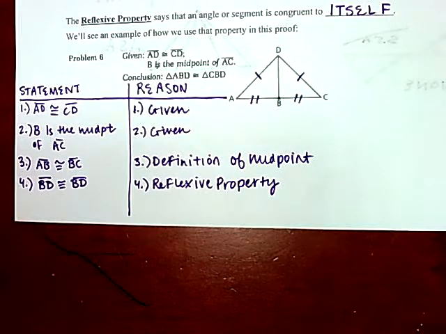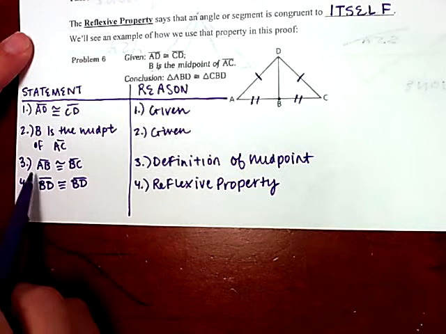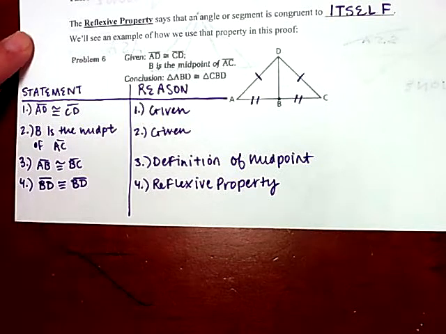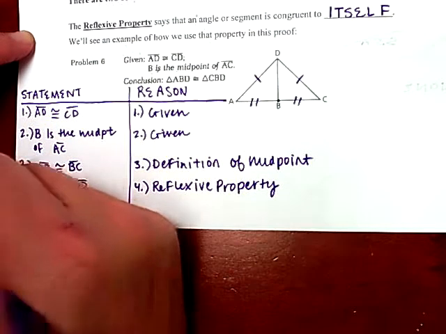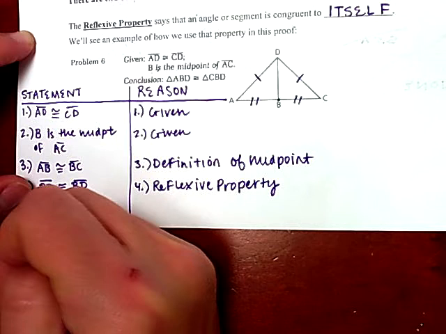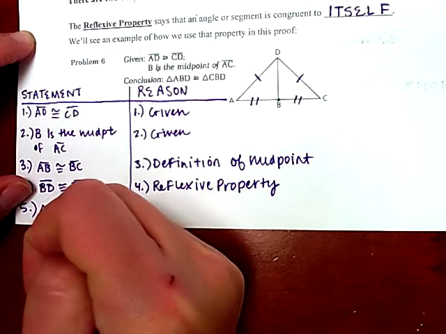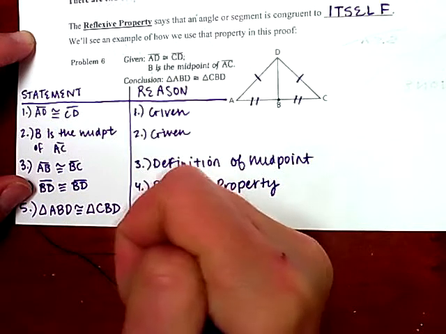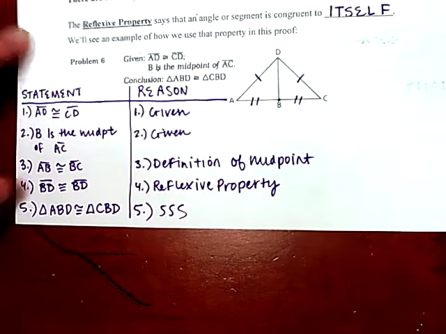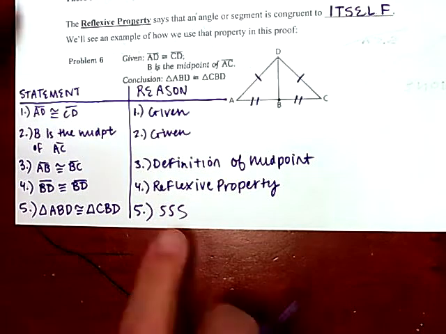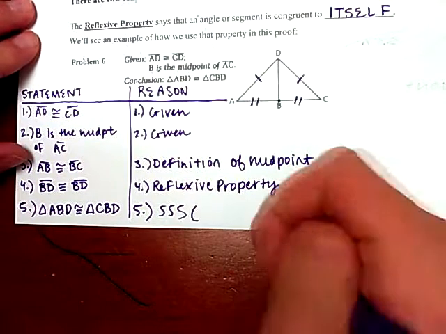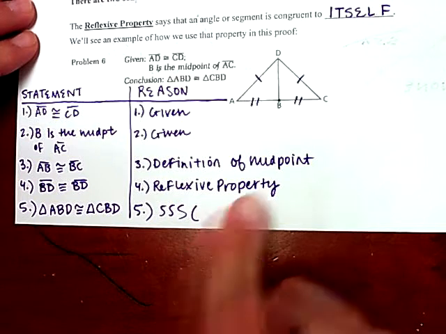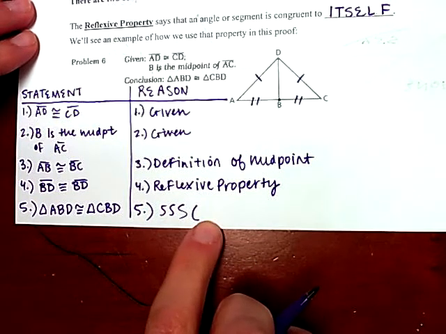So now I have stated that I have one set of sides and then another set of sides and then a third set of sides all congruent. So now I know that triangle ABD is congruent to triangle CBD by side, side, side. Okay? And I'm going to do one more thing in my reason, which is to be really specific about where I showed the three side pairs being congruent.